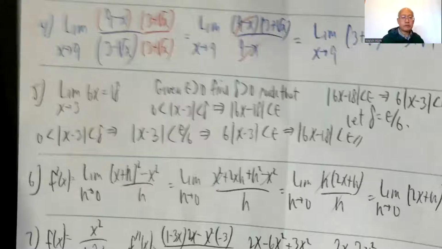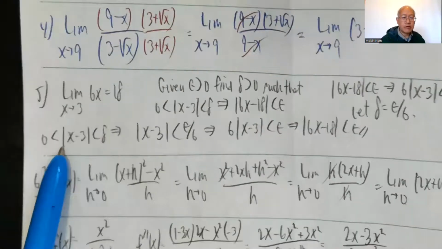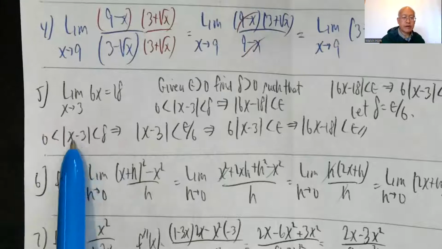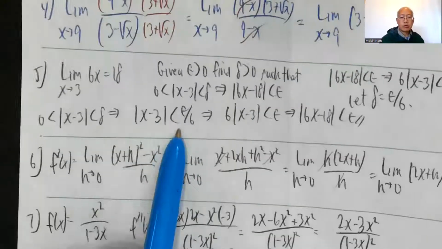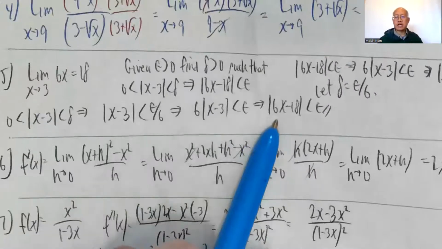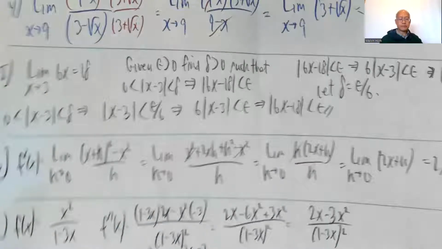So, start the proof. 0 less than absolute value of x minus 3 less than delta means you can drop the 0 now. Absolute value of x minus 3 is less than delta, which is epsilon over 6. Multiply both sides by 6 and distribute back in. So absolute value of 6x minus 18 is less than epsilon.